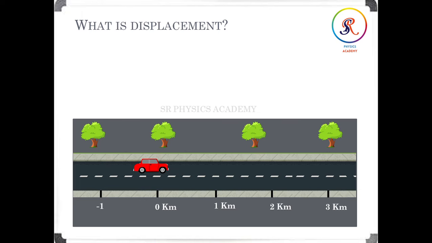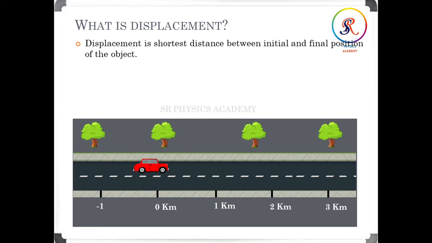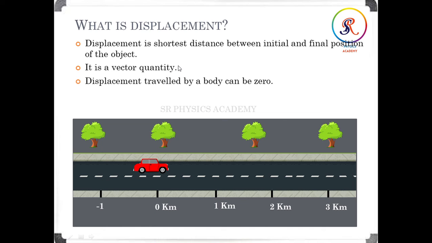Now what is displacement? Displacement is the shortest distance between the initial and final position of the object. So then we can say this is displacement. We know that displacement is a vector quantity. Displacement travelled by a body can be 0. Displacement can be positive, negative or 0.